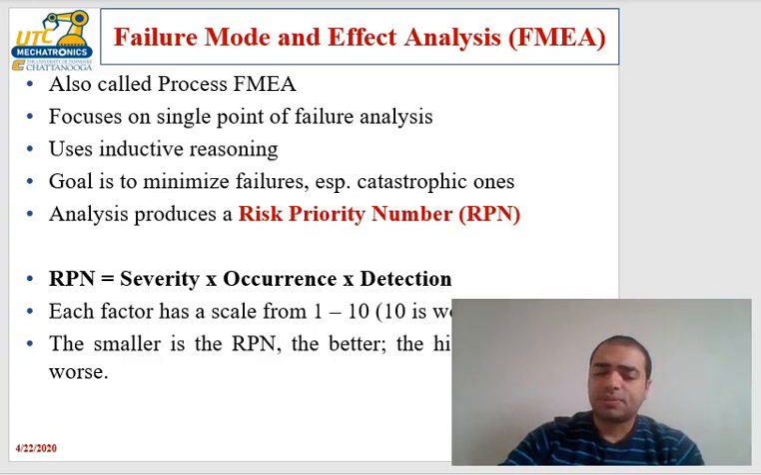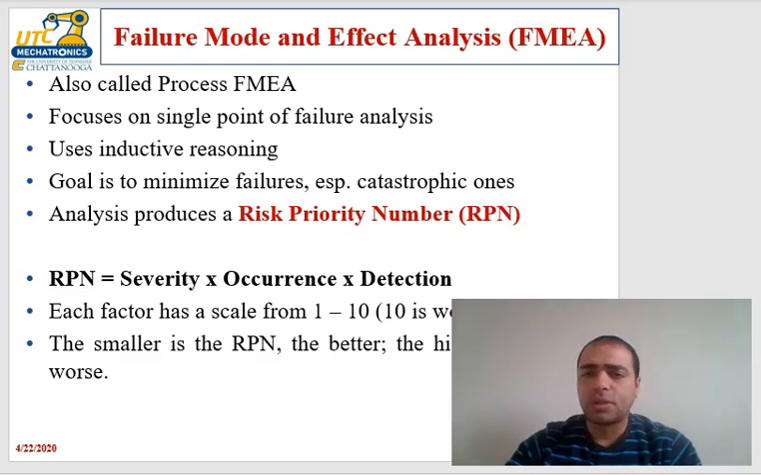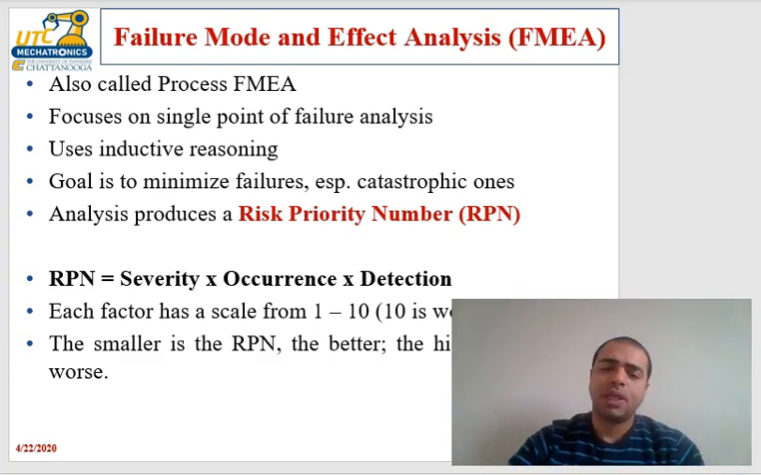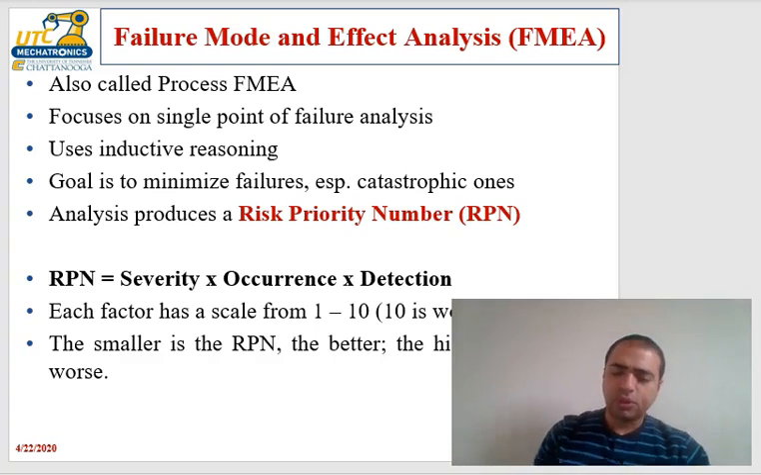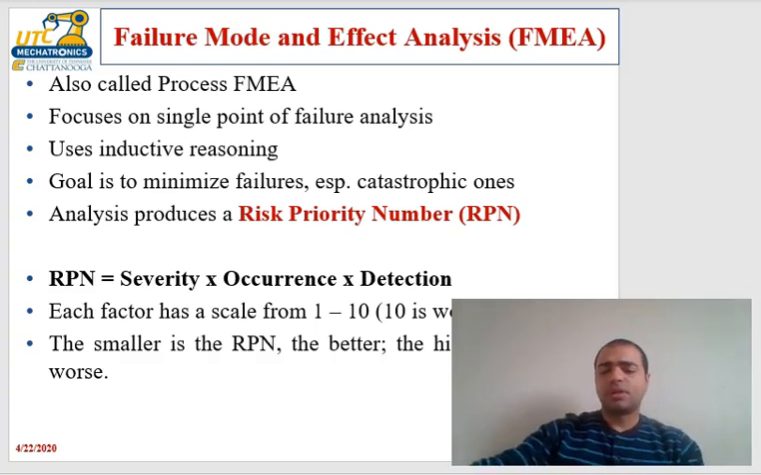Now the question is, what's the maximum RPN you can get? Of course, it's going to be 10 multiplied by 10 multiplied by 10, so that's going to be 1000. What's the minimum RPN you can get? It's 1 multiplied by 1 multiplied by 1, that's going to be 1. So in a typical process, you want to have a low RPN.